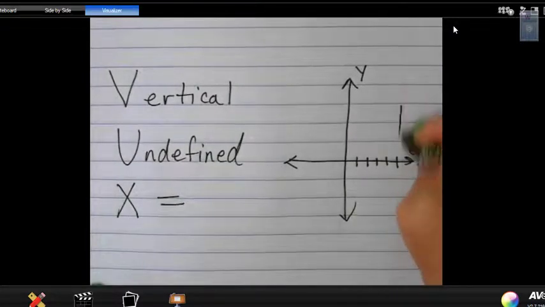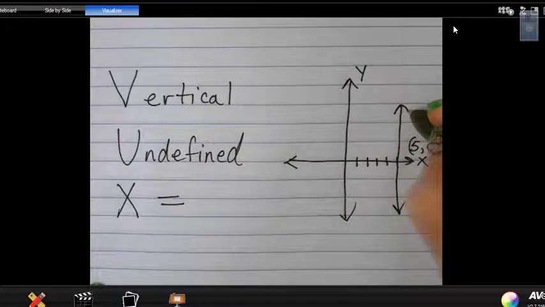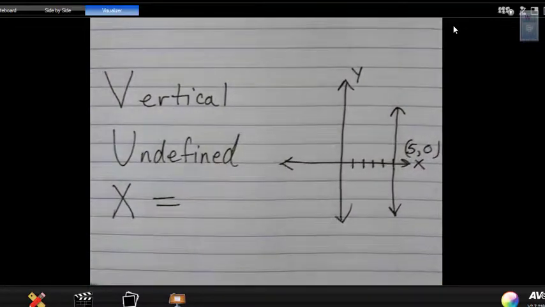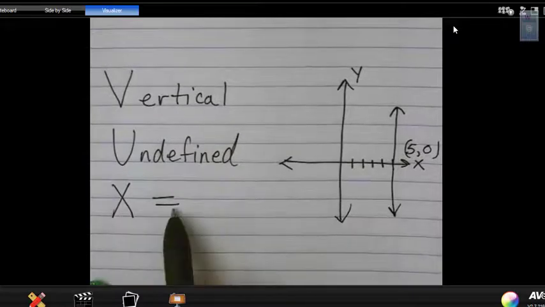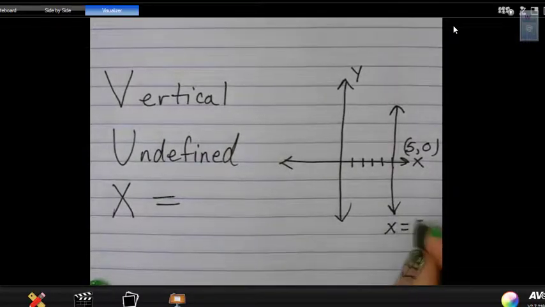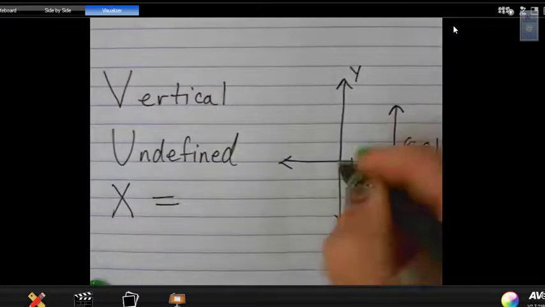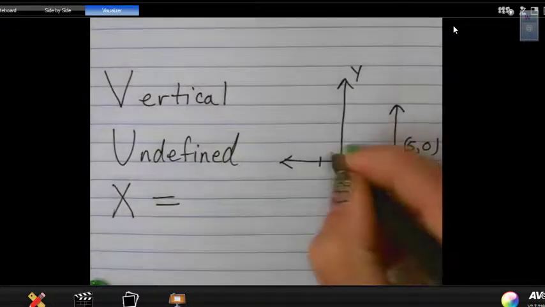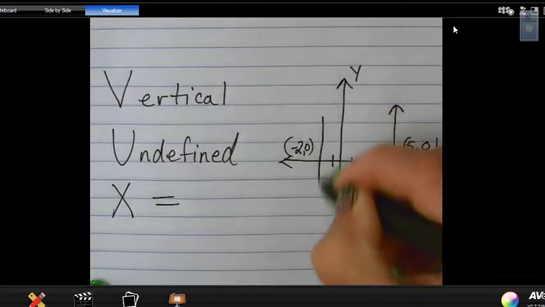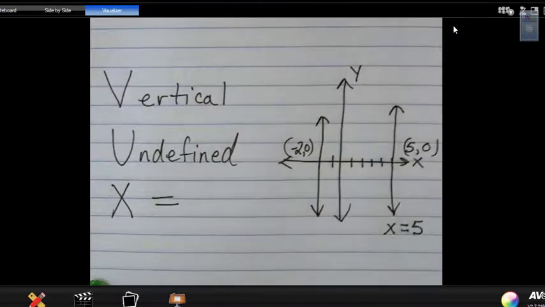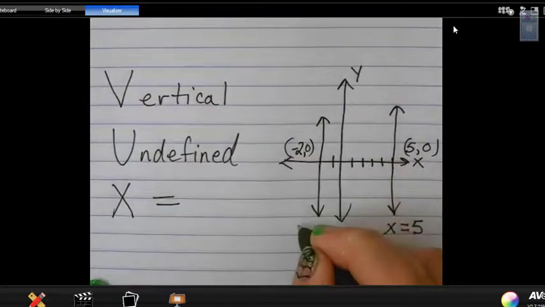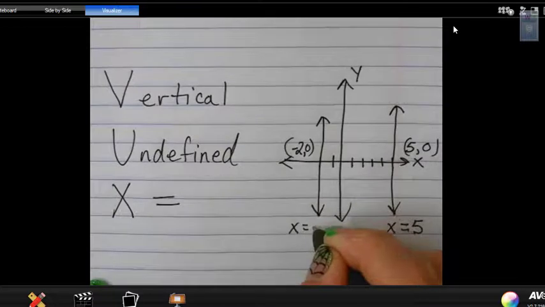I have a vertical line. Oh, and this is one example where it doesn't cross the y-axis. It's x equals. This line is going to be x equals 5. Let's go -2, 0. Draw a vertical line. It's undefined. This example would be x equals -2.